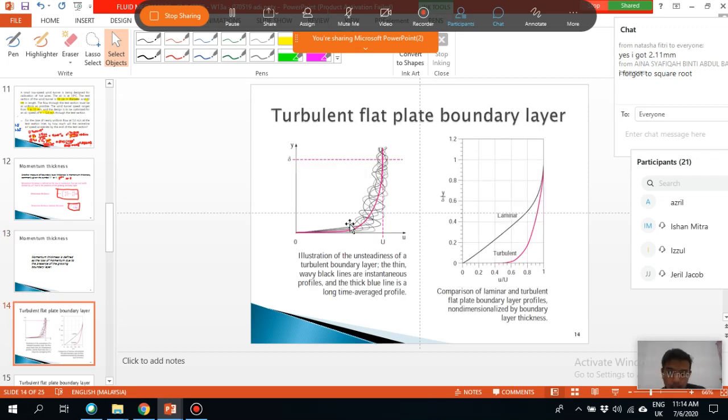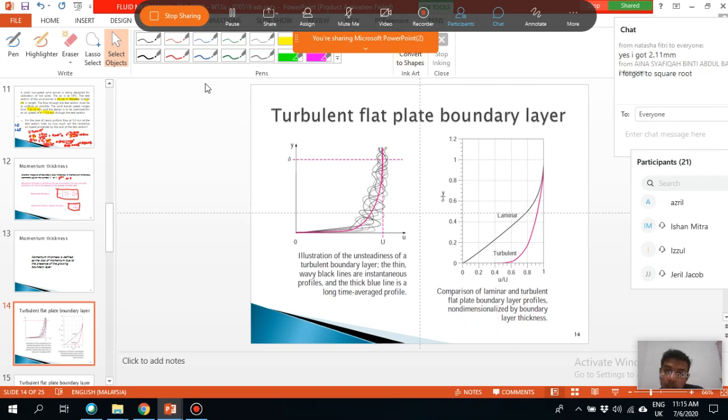Now you can see there are two illustrations. On your left side is an illustration of the unsteadiness of a turbulent boundary layer. The thin wavy black lines are instantaneous profiles and the thick blue line is a long time average profile. On the right side, it shows a comparison of laminar and turbulent flat plate boundary layer profiles for non-dimensional boundary layer thickness.